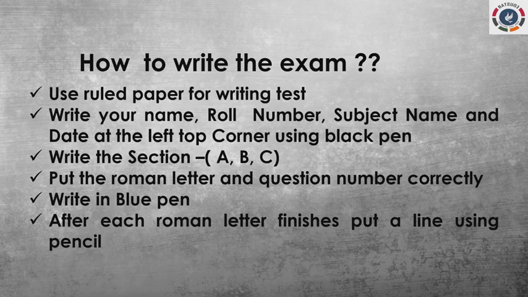Use ruled paper for writing the test. Write your name, roll number, subject name and date at the left top corner using black pen. Write the section, put the Roman letter and question number correctly, write in blue pen. After each Roman letter finishes, put a line using pencil.